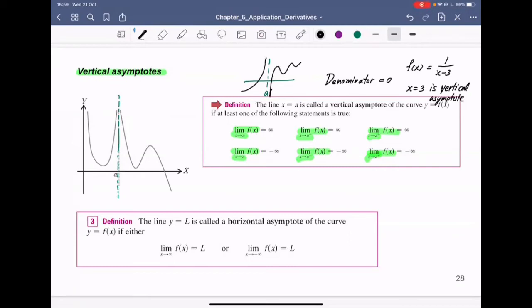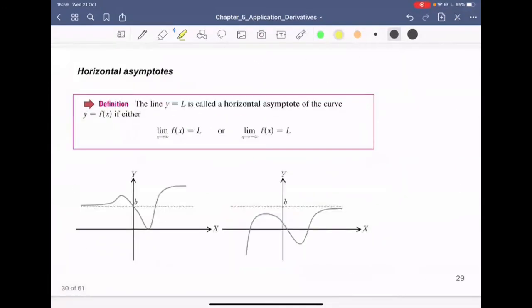For a horizontal asymptote, you take the limit as x goes to infinity or negative infinity, and you get a real number L. This is called a horizontal asymptote. The picture is going to be something like this: y equal to b is your horizontal asymptote, because when you take the limit as x goes to infinity, the function just gets close to y equal to b. The value of y is just close to b. Make sense?